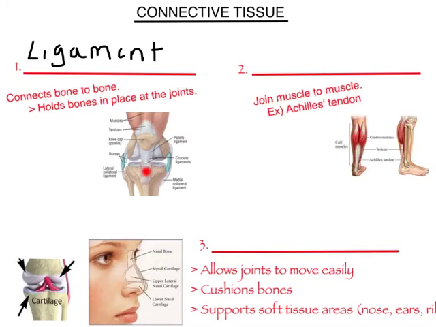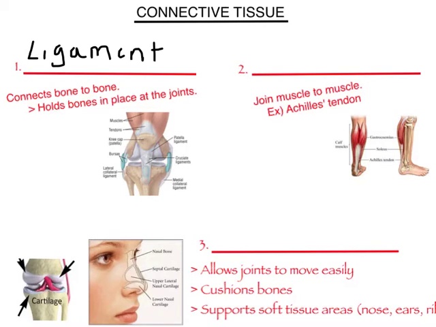You see your patellar ligament here. You see your LCL, or your lateral collateral ligament here, your MCL here. Basically what these ligaments do is they hold these bones together where they are at the joint. It gives it some stability to hold those bones together.